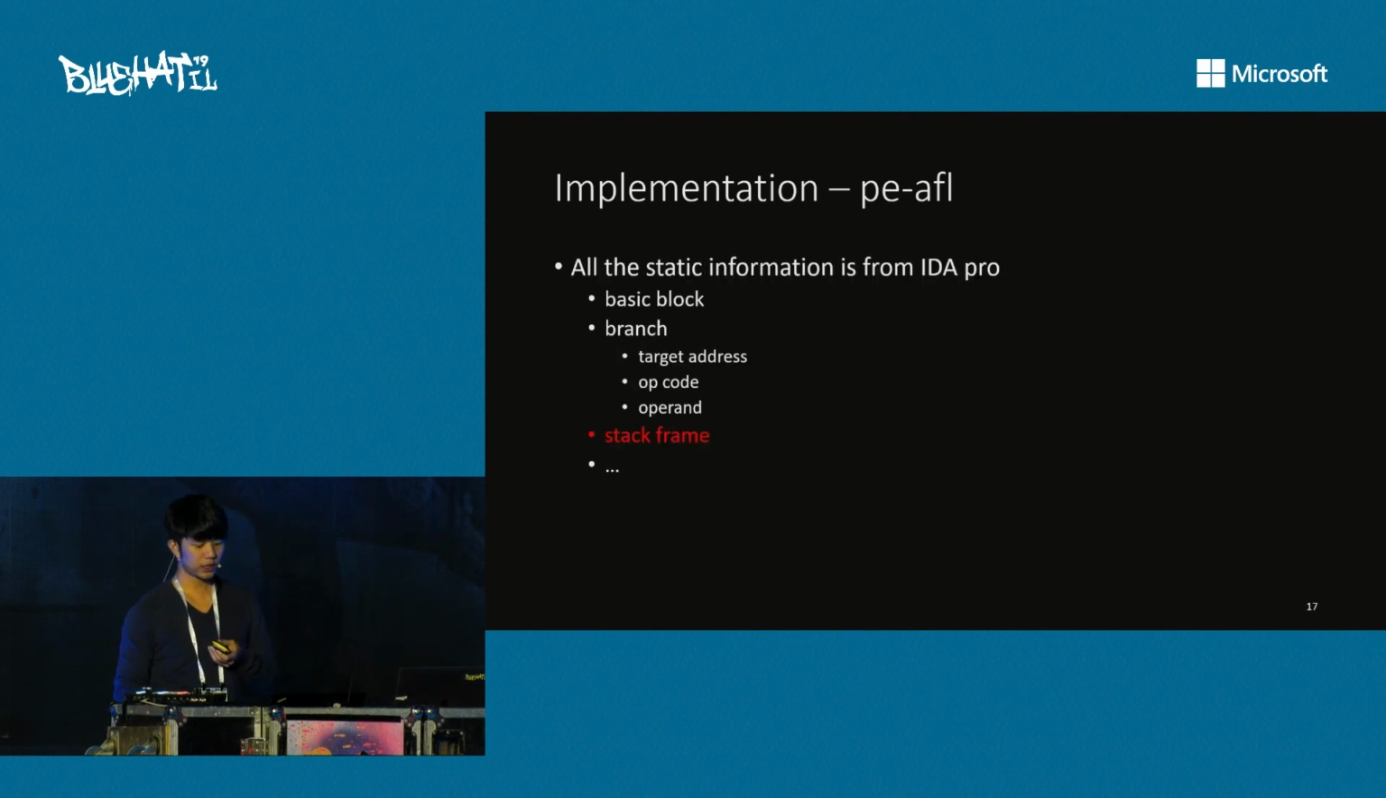All the information that I need is extracted from IDA, such as basic blocks, branches and their target addresses, opcodes, operands, and StackFrame. Since it is static analysis from IDA, some of the information may be incorrect and lead to some issues. I will detail those issues later. But first, I have to talk about why I need the StackFrame.